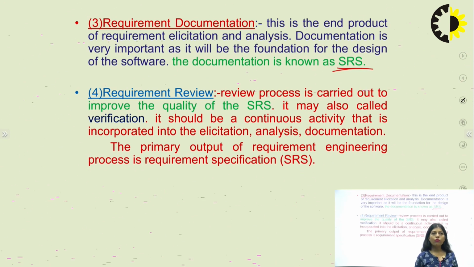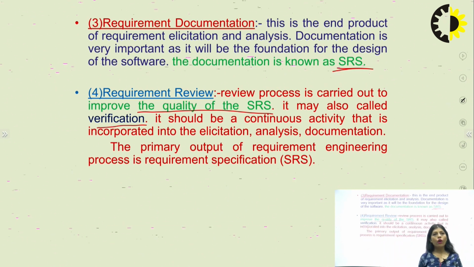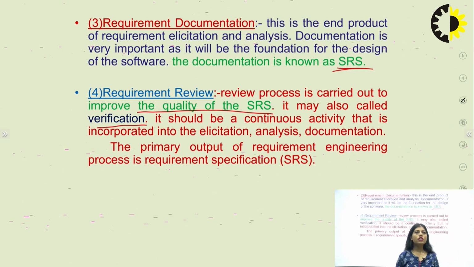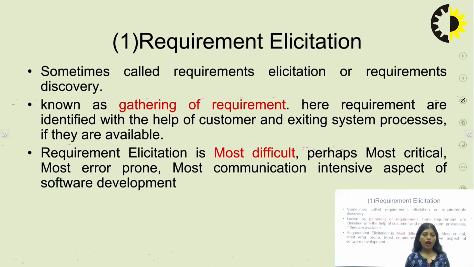In requirement review, the review process is carried out to improve the quality of the SRS, which is generated in the requirement documentation phase. It may also be called verification. Why verification? Because in this we check the quality of the SRS generated in the requirement documentation. So we can simply say that requirement review is a process of verification, and it should be a continuous activity that is incorporated into the elicitation, analysis, and documentation. So these are the four stages under the requirement engineering process.